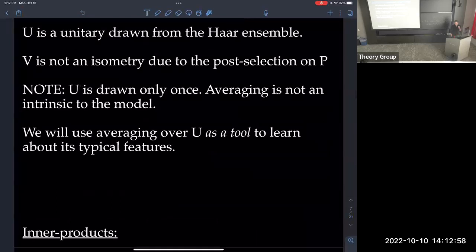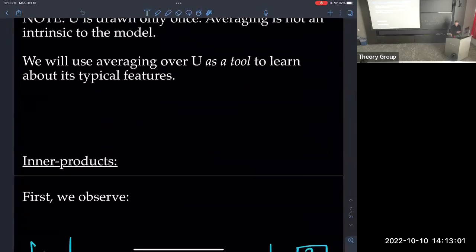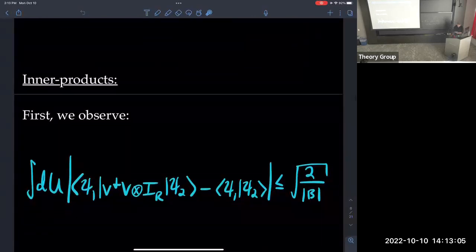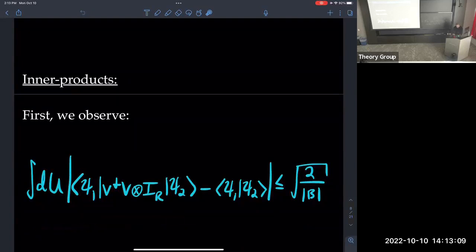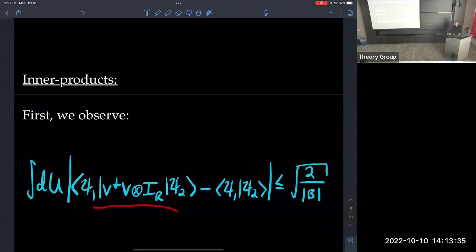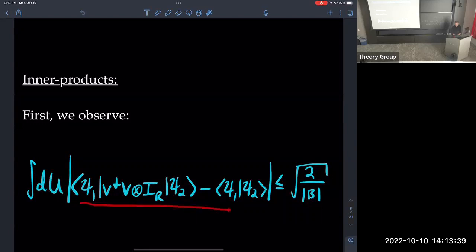So the most important thing about these models is the statement about inner products I'm going to make now. First we're going to observe that this inequality holds. Here we have psi 1 and psi 2. They're both just states on little l, little r. We're not saying they're sub-exponential states or anything right now. They're just states on those qubits. In this term, we're taking their inner product. And in this term, we're first acting the holographic map on them and then taking their inner product. This is the difference between the inner products in the fundamental description and the effective description. And we're taking their absolute value, so that when we now integrate over U, there's not going to be any cancellations.